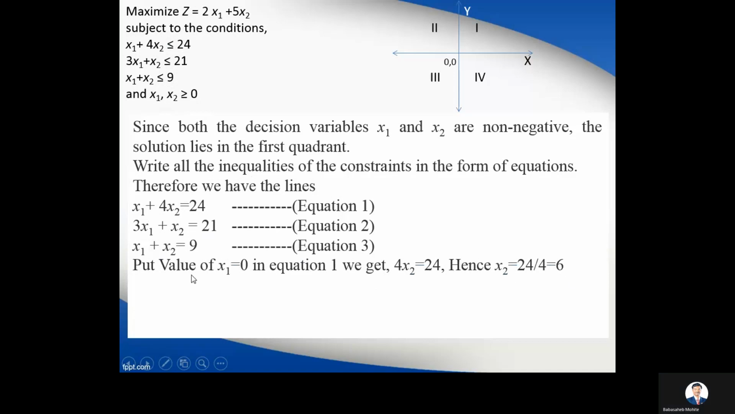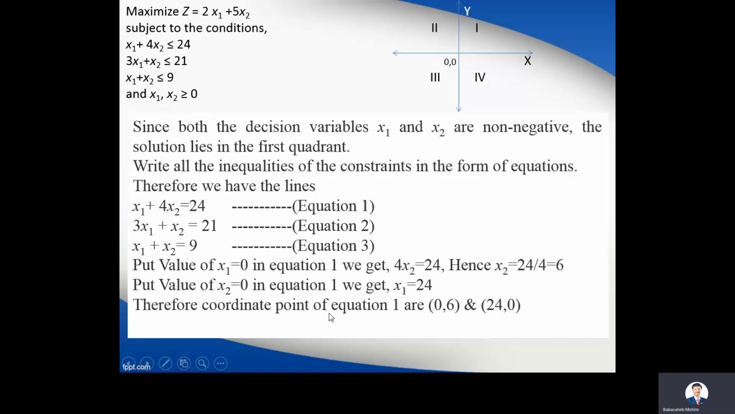Vice versa, if I put the value of x2 equal to 0 in equation 1, we get x1 is equal to 24. So from the first line, I got 2 points. Therefore, the coordinate points of equation 1 will be (0, 6). Always consider the first point is the value of x1 and the second point is the value of x2. So for this case, x1 is 0, x2 is 6, so (0, 6). And for the second case, the value of x1 is 24 and x2 is 0. So these two coordinate points I have identified for the first line.